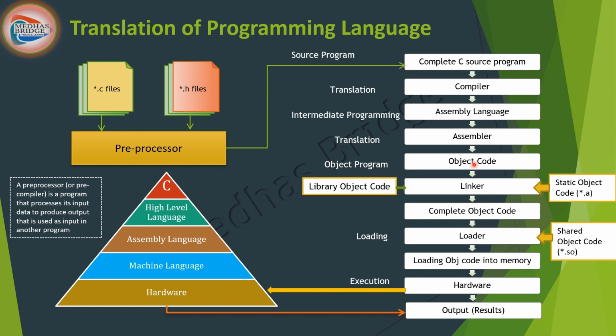All these object files and a library object file together will be linked by the linker, wherein you would also be using static object code. You might encounter .a files, which are static object files, which will also be linked at the linker stage. The linker takes .a files, library files, and the object files generated by your compiler and assembler, all together, to generate a complete object code.